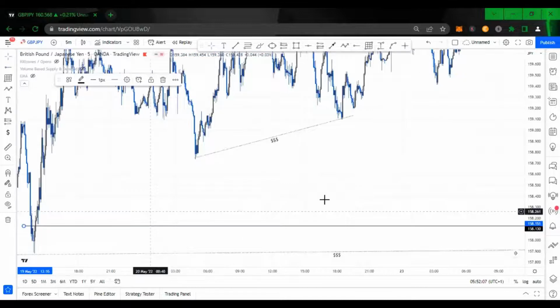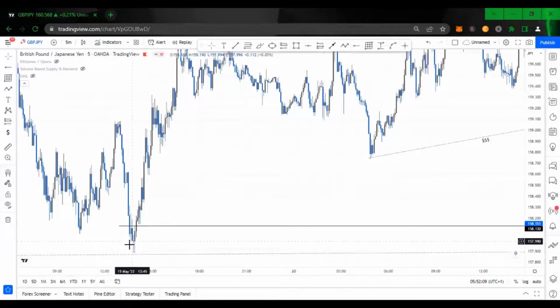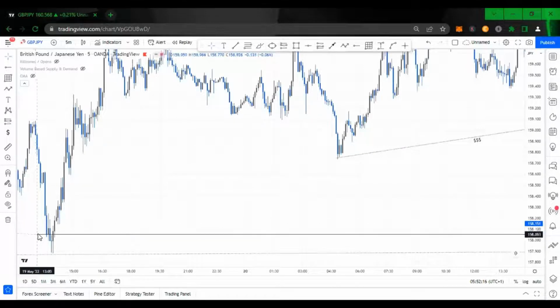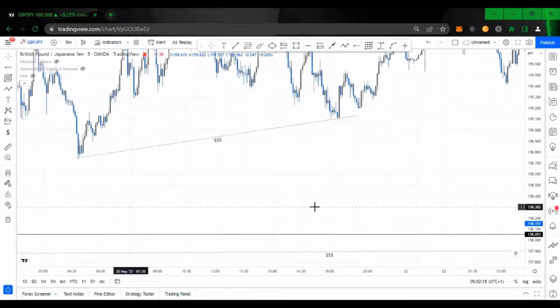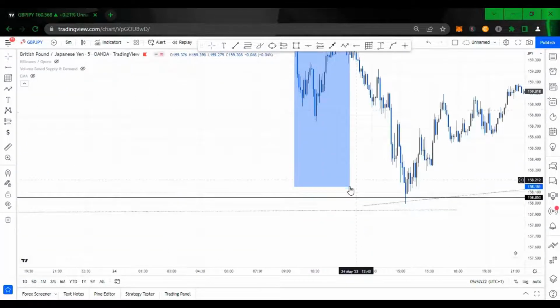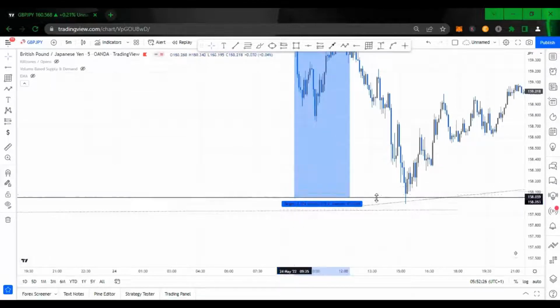Let me show you why. You see this small candle before the up movement? That's where I wanted to put my TP, right there. As you can see, the market went right into that line and then rejected from there immediately.